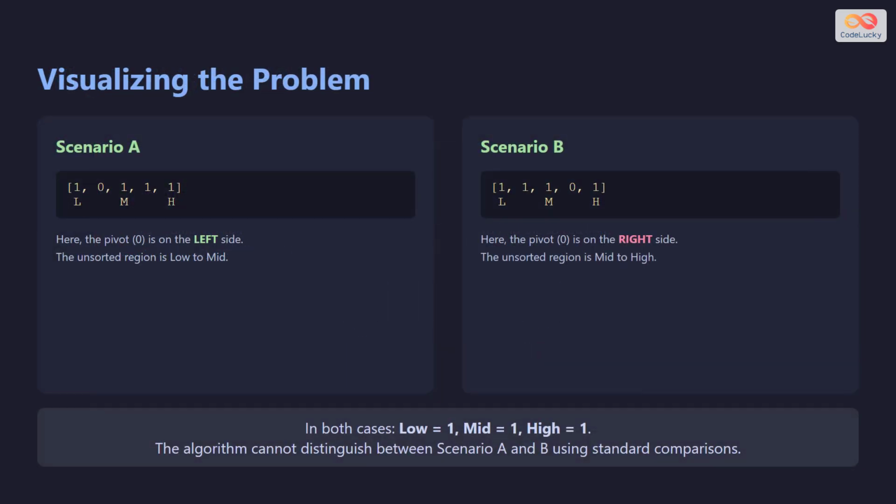Consider these two scenarios. In scenario A, the pivot is on the left. In scenario B, the pivot is on the right. In both cases, the values at our pointers are identical. Since the values are the same, a standard comparison gives us no information about which side is sorted. We are stuck.